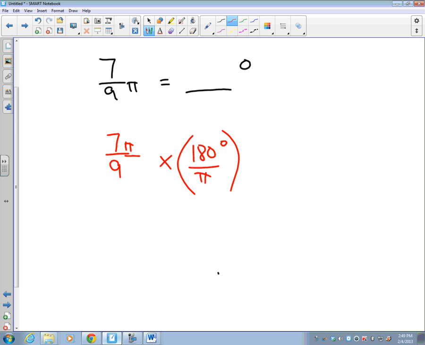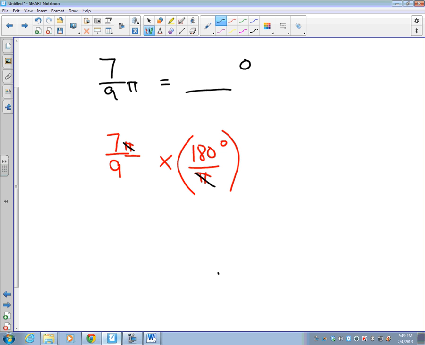Okay? And you can see this works out quite nicely because the pi's are going to cancel out. And now I'm going to do 7 times 180 divided by 9. You could use your calculator to do that. There's also a bit of a shortcut. You could do the division first.